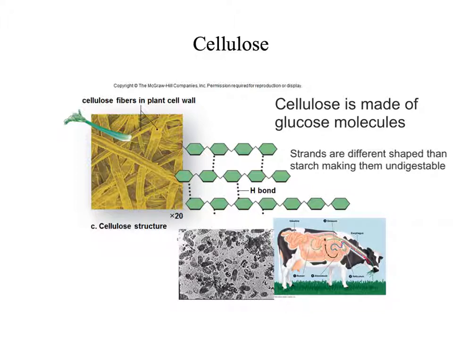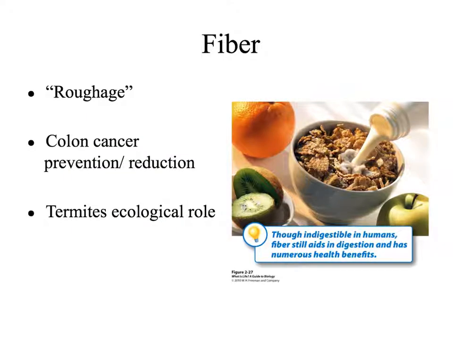Cellulose helps make plant cell walls strong and sturdy, making them hard to change shape and allowing that plant cell to be protected. Another name for cellulose is fiber. This roughage is often eaten by humans, not for energy, but to help regulate our digestive tracts. Fiber cannot be broken down by our cells. Again, cellulose, or fiber, is shaped differently than starch or glycogen, which means that our enzymes cannot digest it.